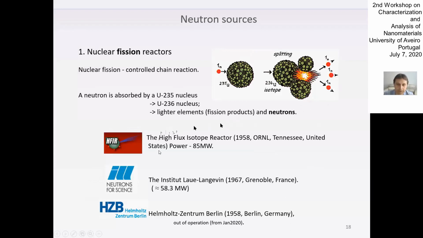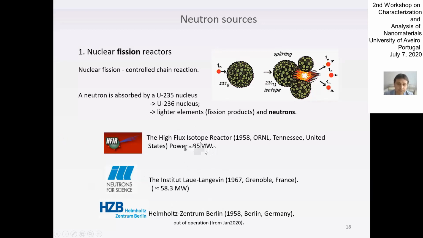And there is a list of scientific centers where this type of emission of neutrons is used. In Grenoble, in France also, in Germany also, and in the United States, the most powerful one. I mean, we can compare the energy of the reaction.